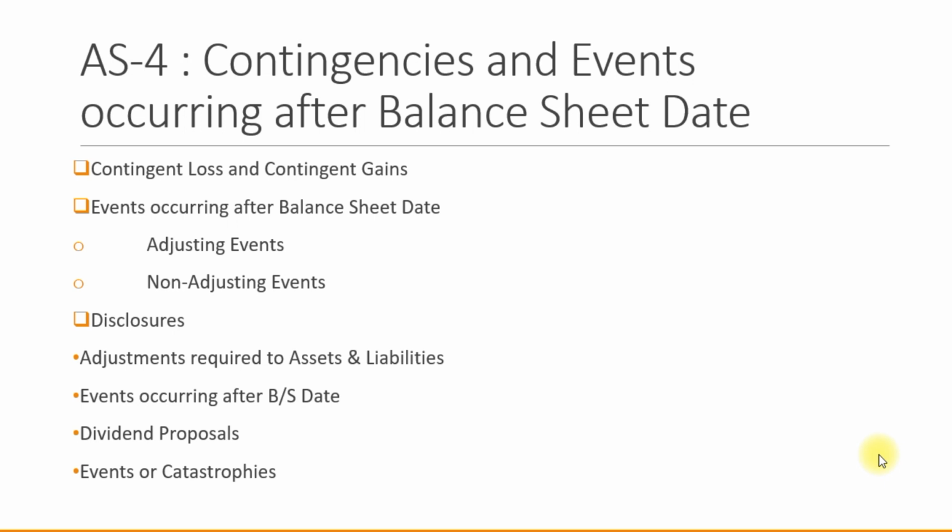Before going into this section, we will see what we go through: contingent loss and contingent gains; events occurring after balance sheet date, which are adjusting events and non-adjusting events; disclosures in terms of adjustments required to assets and liabilities, dividend proposals, or events of catastrophes. We'll briefly explain each of these in this section.